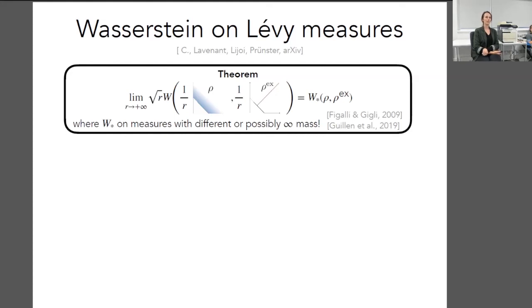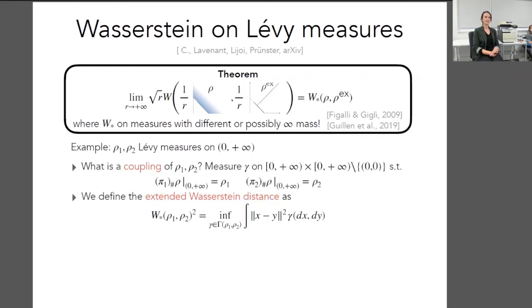And after a while, we just realized that it was a special case of an extension of the Wasserstein distance that was already defined by Figalli and Gigli in 2009. So the thing about this extended Wasserstein distance is that indeed it allows us to compare measures that have different mass and possibly also infinite mass, which, as we said, is actually our case. And just to give you a hint of what kind of distance this is.